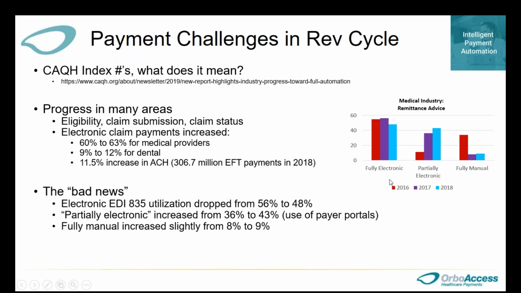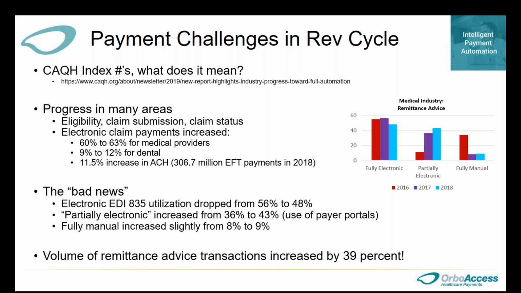On the flip side, payer portal utilization jumped from 36 to 43% as a mechanism to help in the revenue cycle posting of remittance advices. So a huge jump there. And fully manual processes basically increased slightly from 8 to 9%.